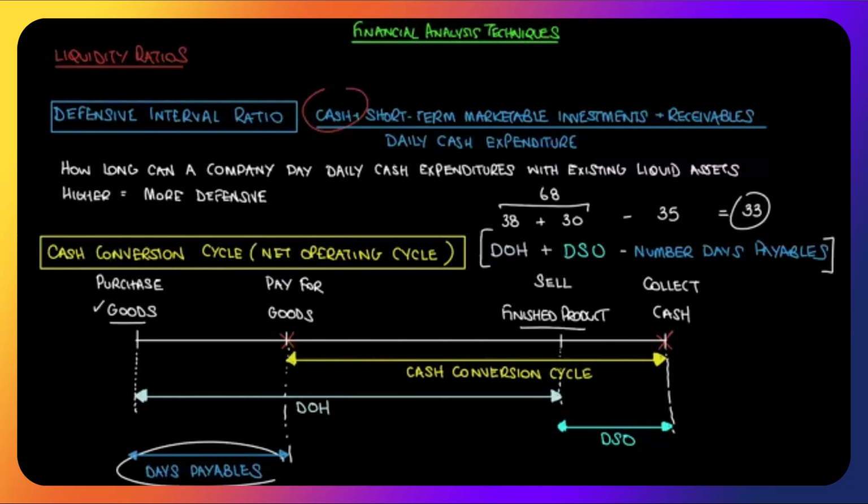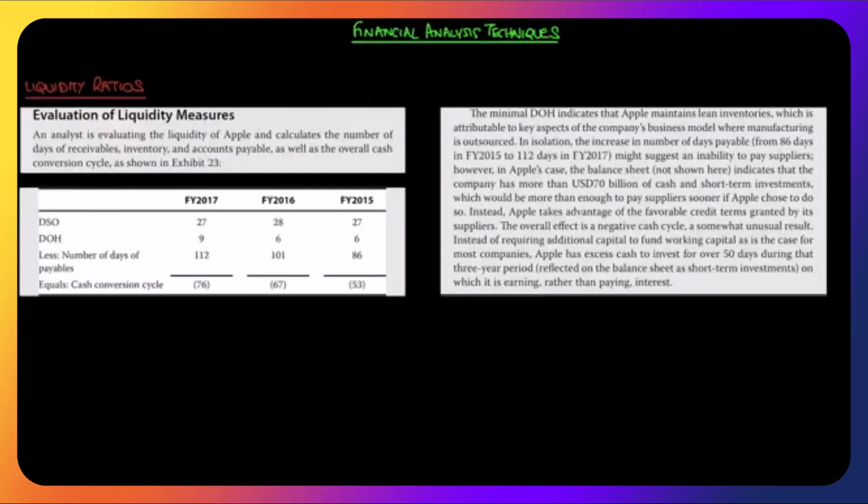Different business models, different ways to make a profit. Let's play with some examples. Here we have real life. An analyst evaluating the liquidity of Apple calculates days of receivables, inventory and accounts payable, and the cash conversion cycle.